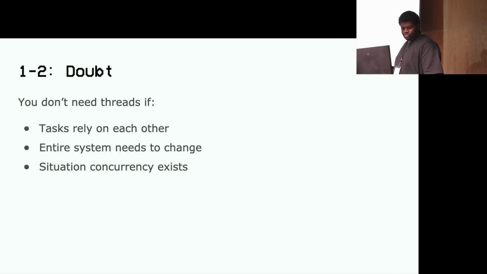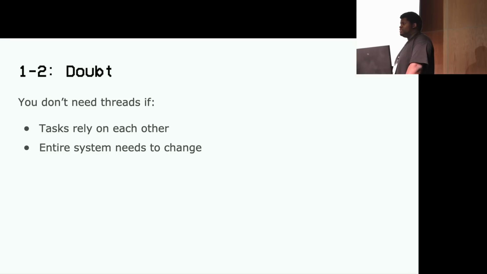So there are also cases where you don't want to use threads. The obvious one is that tasks rely on each other. If you have two things, but one of them has to complete before the next one starts, then obviously you can't run them concurrently, so you can't use threads.